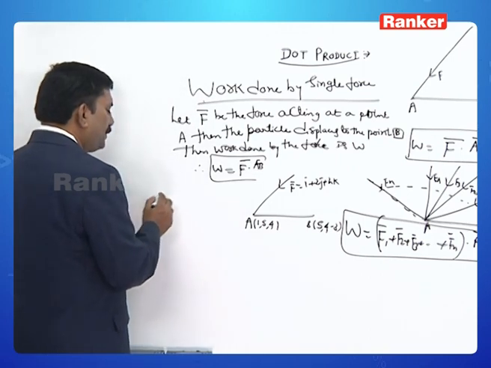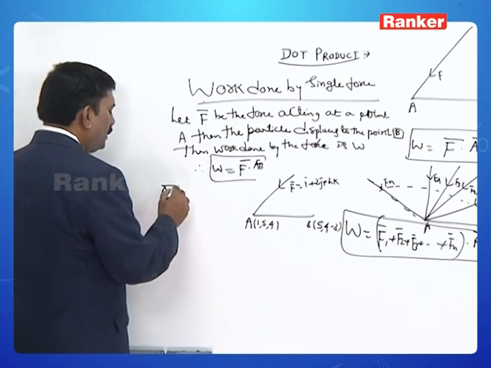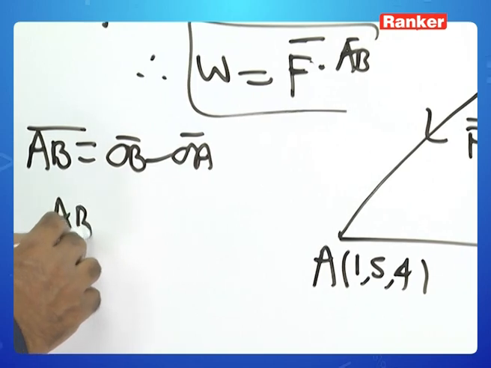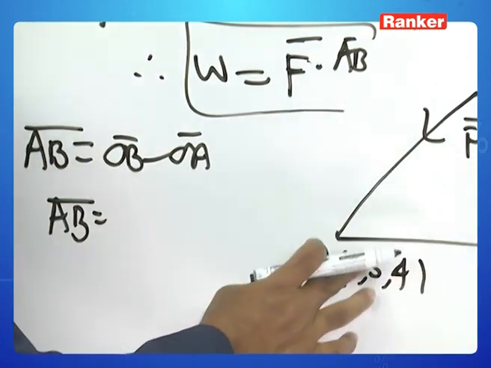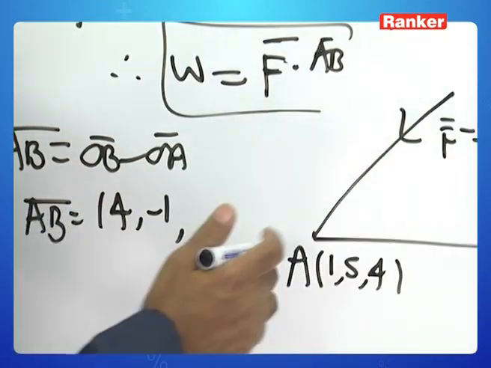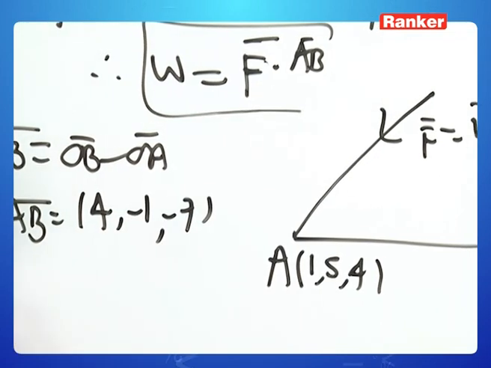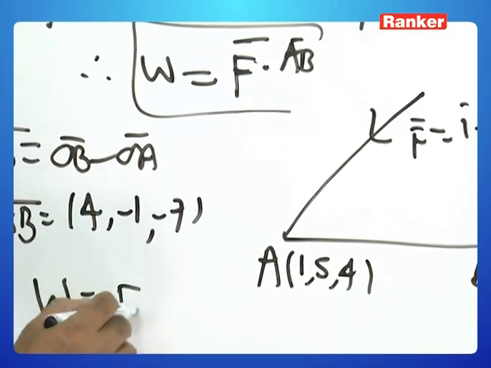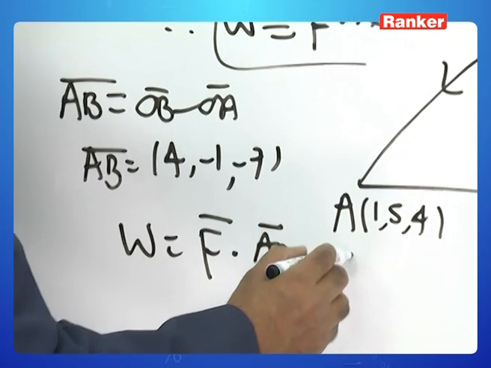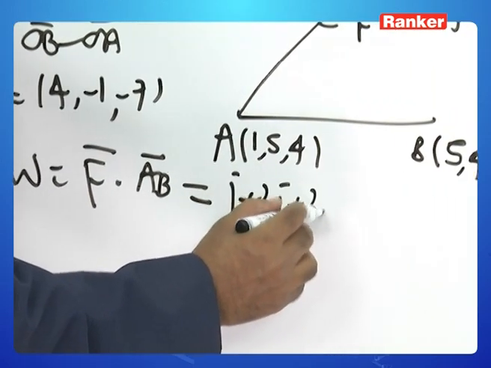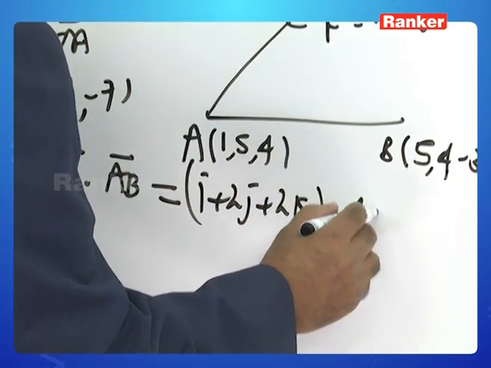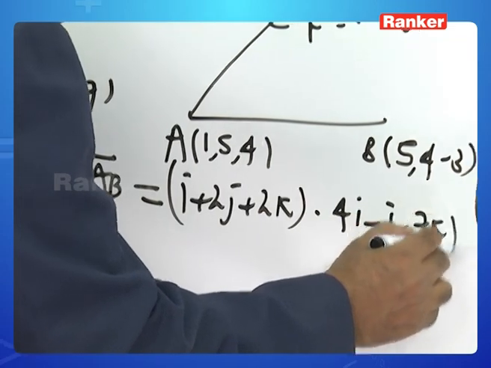Therefore, first you find AB bar. What is AB bar? OB minus OA. Therefore, AB bar is equal to 5 minus 1, which is 4; next, 4 minus 5, which is minus 1; and minus 3 minus 4, which is minus 7, correct? Now, work done by the force is equal to F bar dot AB bar. This is equal to i plus 2j plus 2k dot 4i minus j minus 7k.